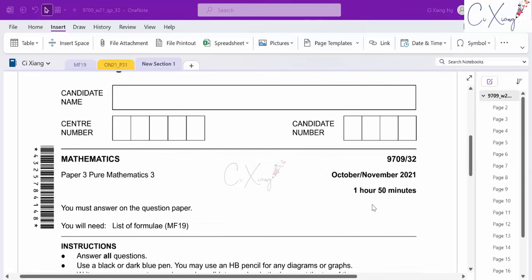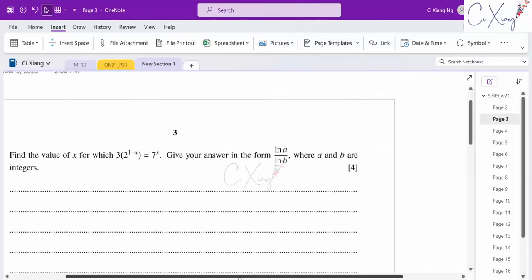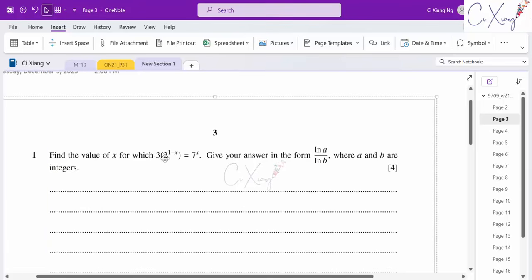Okay, so in this video, we'll be discussing the Pure Mathematics 3 Paper 3 from October/November 2021. Okay, so question number 1. We are given the equation, and they want us to find the value of x, and we have to leave our answer in this form, log a divided by log b, where a and b are integers.